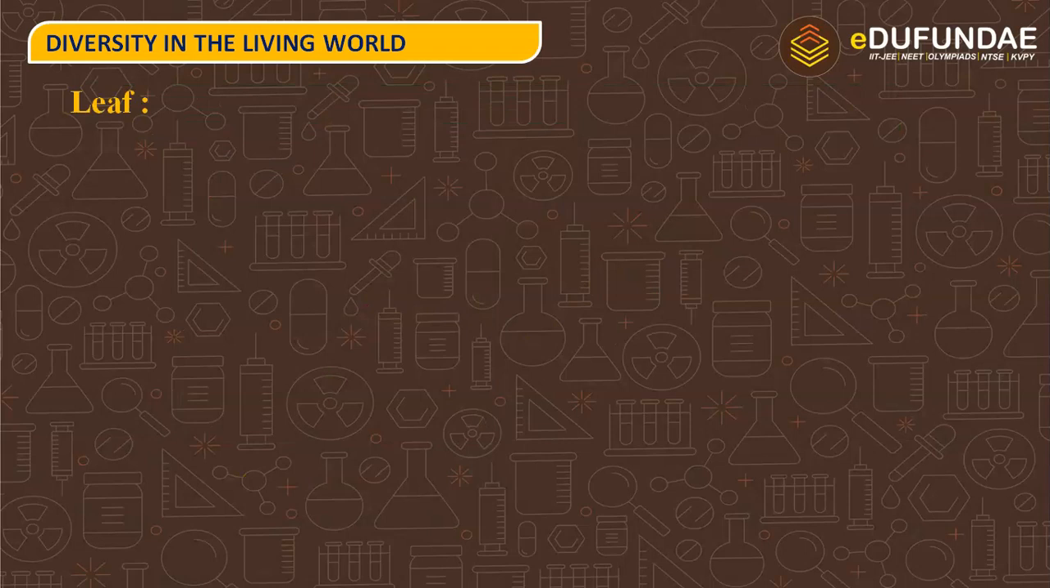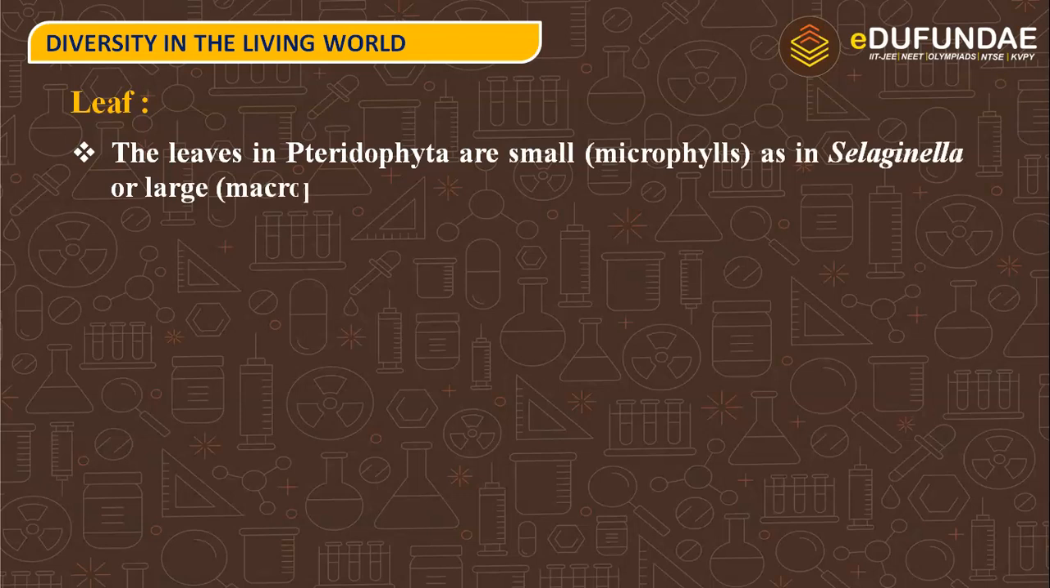Next we have the leaf. The leaves in Pteridophytes are small, called microphylls as in Selaginella, or they can be large, the macrophylls as in ferns. So the term phyll, we use it for what? We use it for leaf. So if it is small in structure, it is called microphylls, and if large in structure, macrophylls, in the case of Selaginella and ferns respectively.